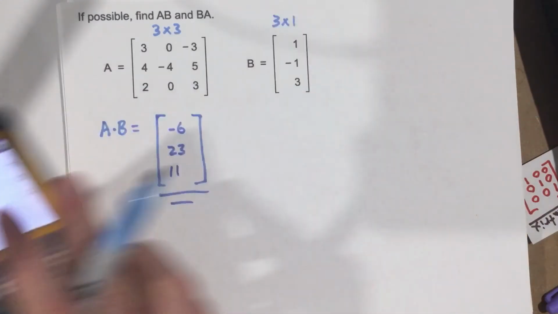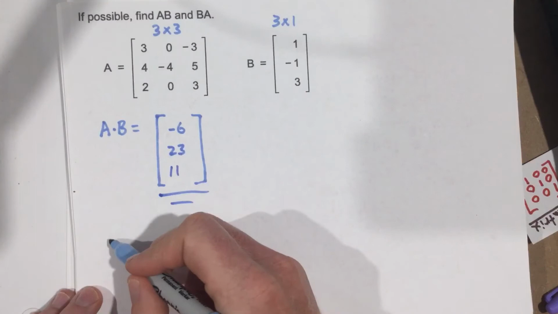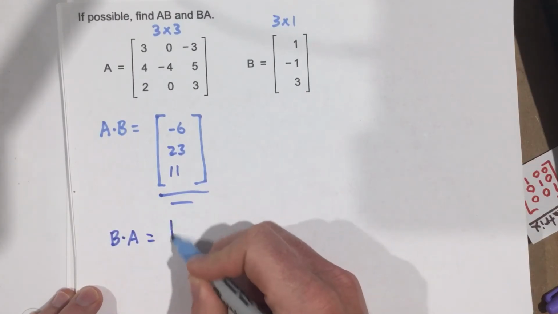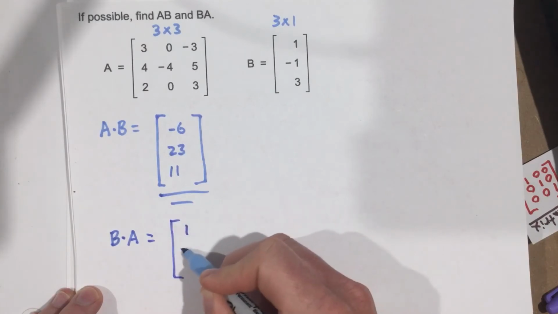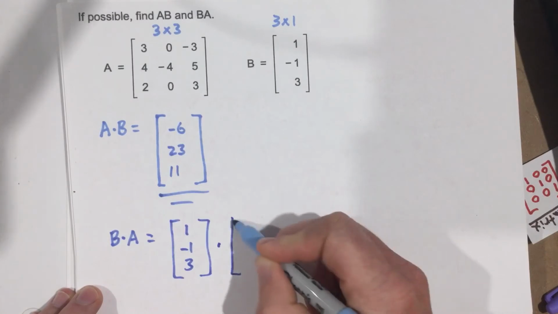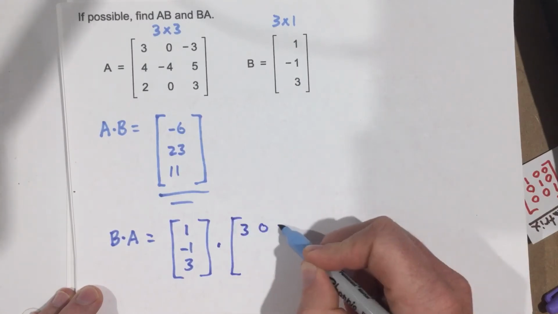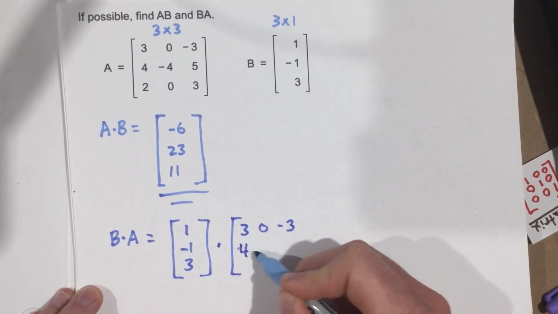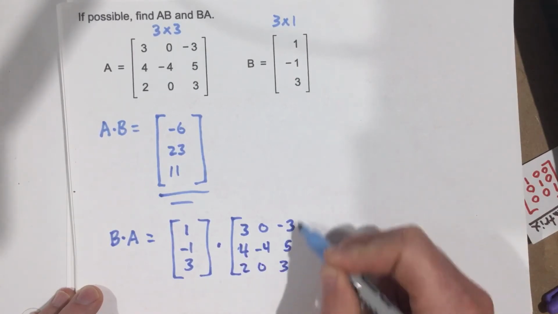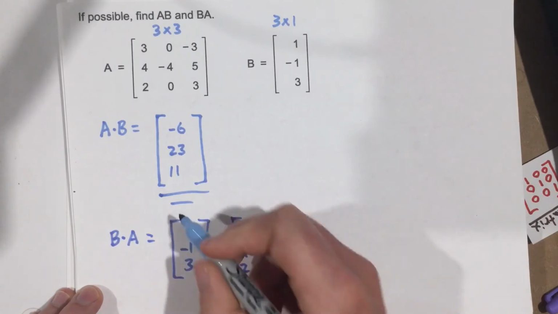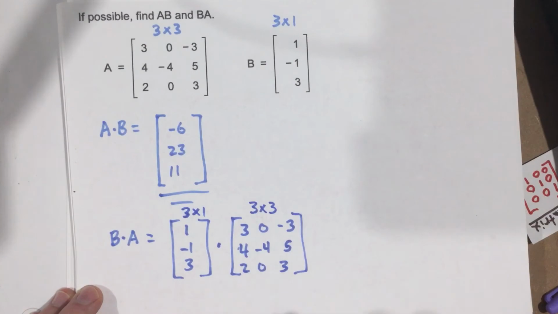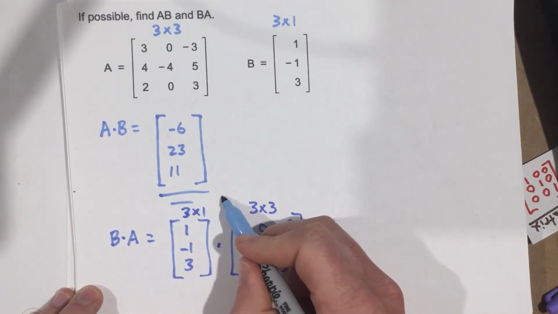Now we want to try to do B times A. Well, if I try to do B times A, that's going to be this matrix, 1, negative 1, 3, times 3, 0, negative 3, 4, negative 4, 5, and 2, 0, 3. We got to look at the dimensions. This is a 3 by 1. This is a 3 by 3. And guess what? Look at these two dimensions here.